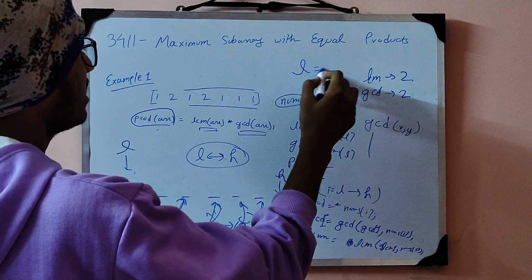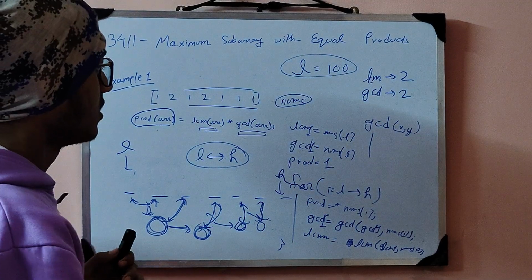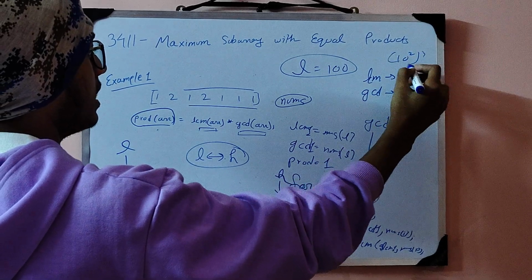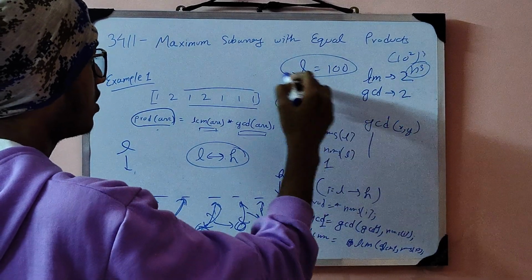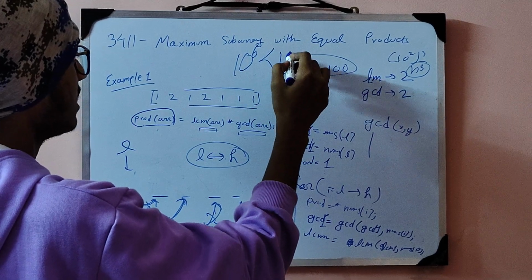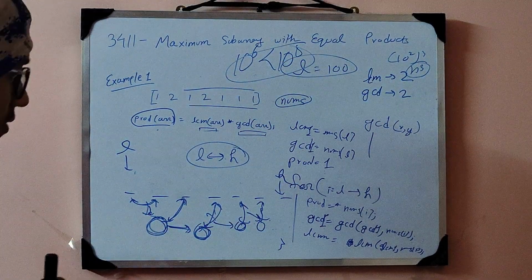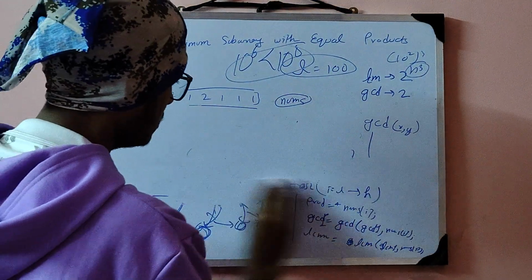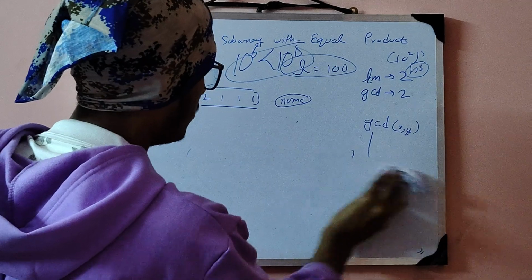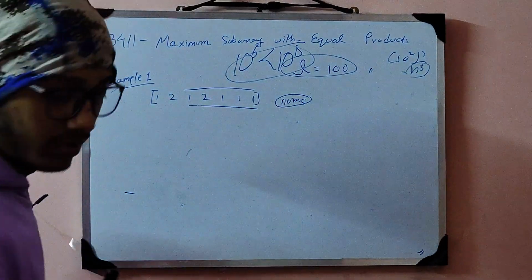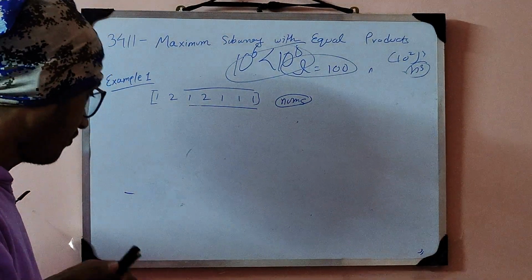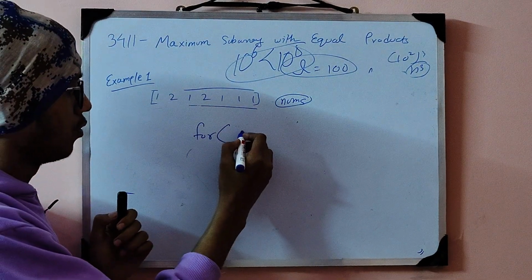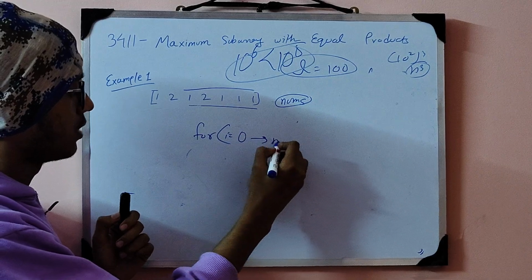The length of the array is at max 100, I think. So n cube will definitely work, because 10 to the power 6 is less than 10 to the power 8. So now what we can do is we can have a for loop, and in that for loop we will go from, suppose, i equals 0 to n.